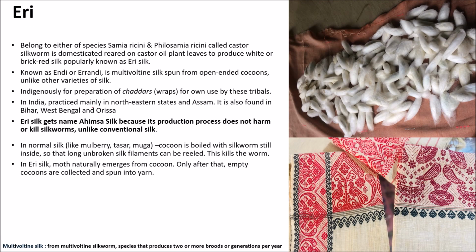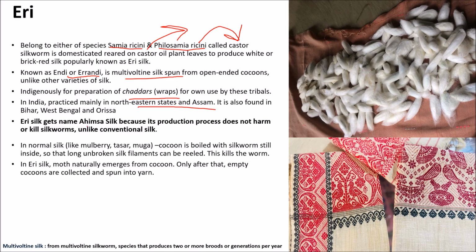Next is the Eri silk, which belongs to the species Samia ricini and Philosamia ricini. Philosamia is also called the castor silkworm. This is reared on castor oil plant leaves to produce this white or brick red silk, which is called Eri. This is also called Endi or Erandi, which is a multivoltine silk spun from open-ended cocoons, unlike the other varieties of silk. It is indigenously used to make chadars or wraps worn by the tribals. It is prominent in the northeast region and in parts of Bihar, West Bengal, and Odisha.